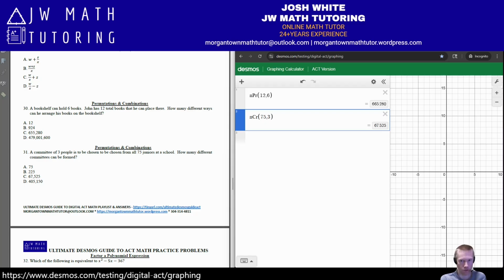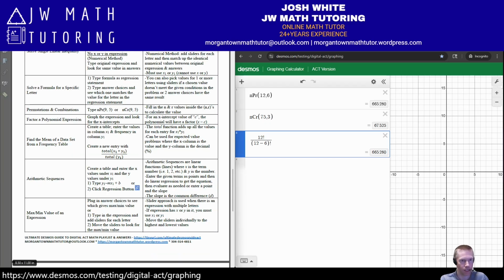Okay, so just to show you what I mean, for number 30, the correct answer is really 12 factorial over 12 minus 6 factorial, but 12 minus 6 is 6. So it could be listed like this, or like this in the answer choice, you just type it in with the exclamation point, and then you see which of the answer choices matches the value I got when I did the permutation up here. So just something else to be aware of.